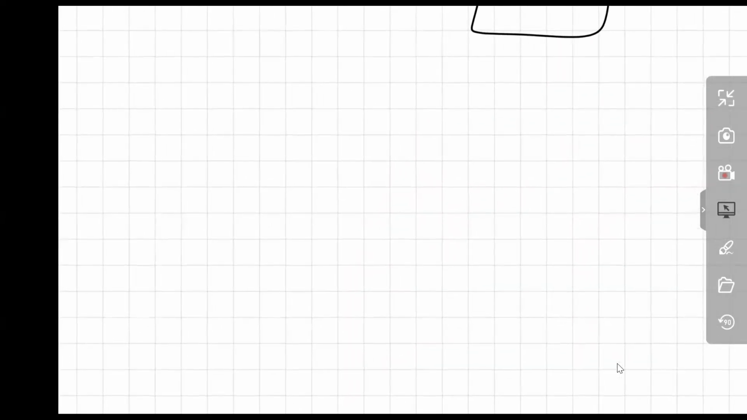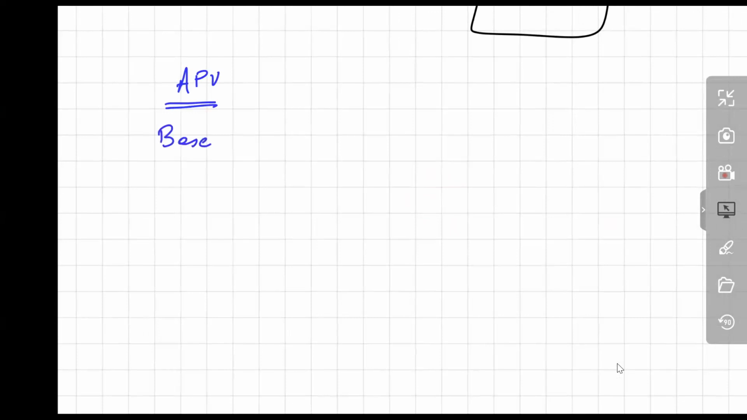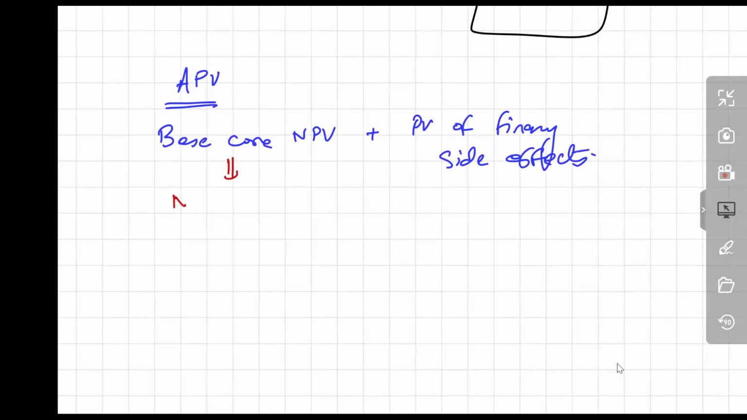So anyways, the APV, the adjusted present value, is an alternative to the NPV for investment appraisal. How do we calculate the APV? We say base case NPV plus present value of financing side effects. Now, when we talk about the base case NPV, this simply means NPV calculated using all equity rate.